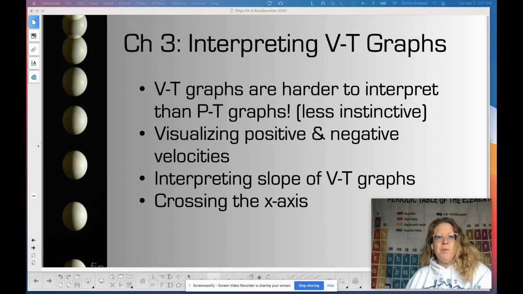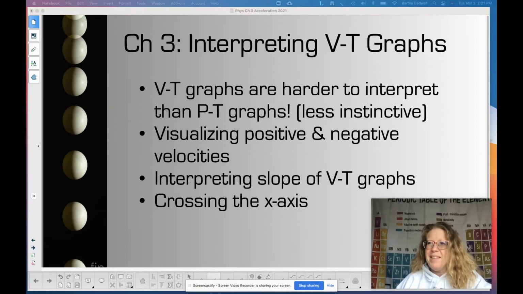Welcome back. This is our fourth video in the series about acceleration. This one, number 4, takes a deeper dive into looking at velocity time graphs and interpreting them, being able to see the story that's in a velocity time graph.